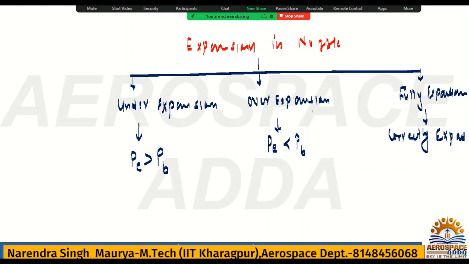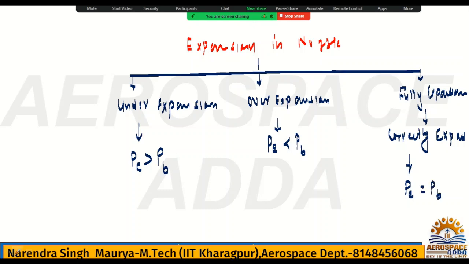Over expansion means extra expansion, or extra pressure drop. Under expansion means it is yet to expand, so extra pressure is available. Okay, and correctly or fully expanded means PE is equal to PB.